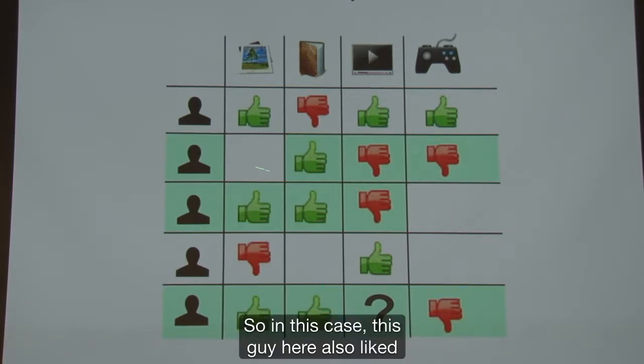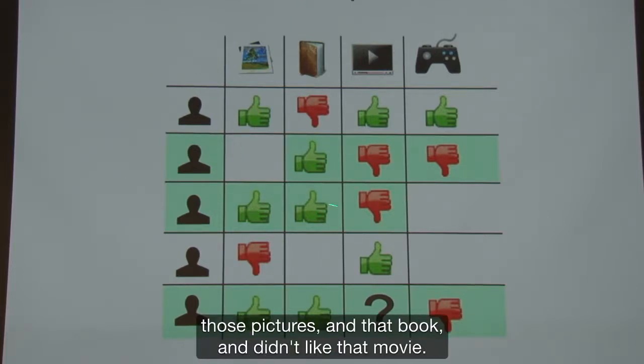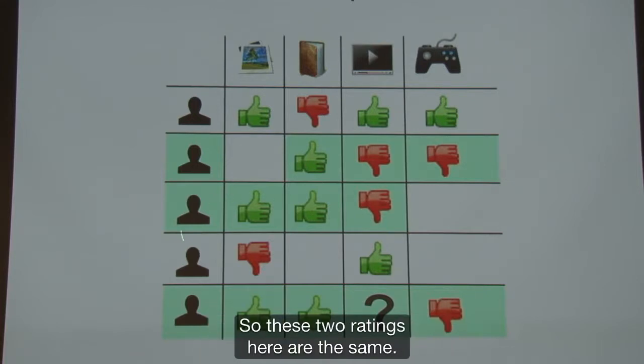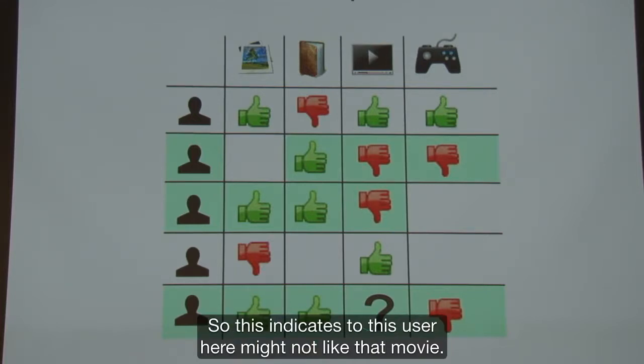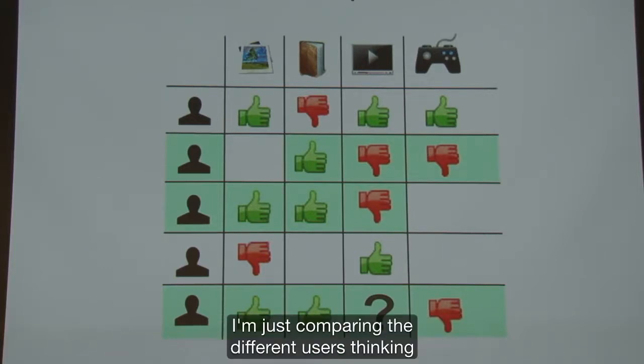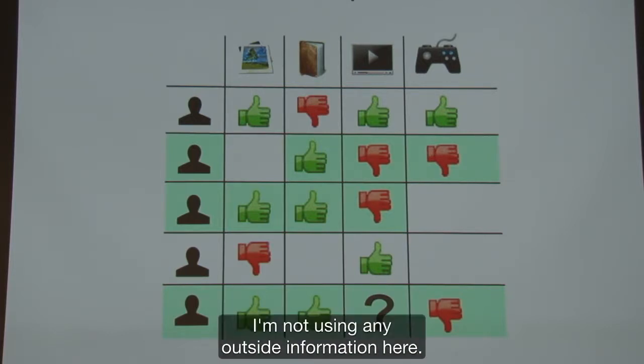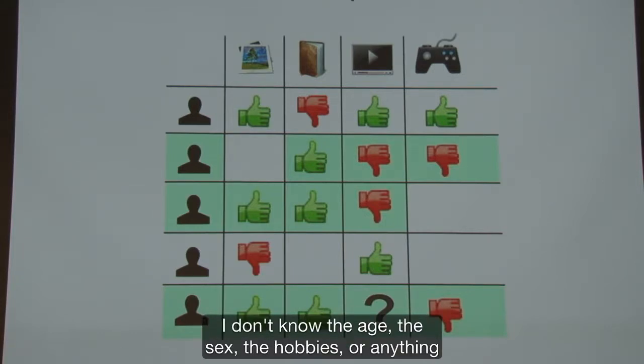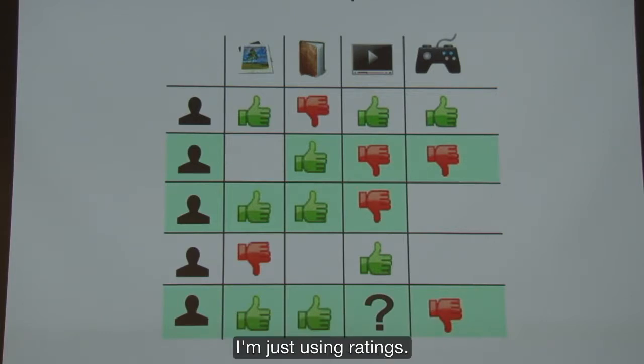So in this case, this guy here also liked those pictures and that book and didn't like that movie. So these two ratings here are the same. So this indicates that this user here might not like that movie. Do you see what is going on? I'm just comparing the different users, thinking about who of them might be similar just based on their rankings. I'm not using any outside information here. I don't know the age, the sex, the hobbies, or anything about this user. I'm just using ratings.